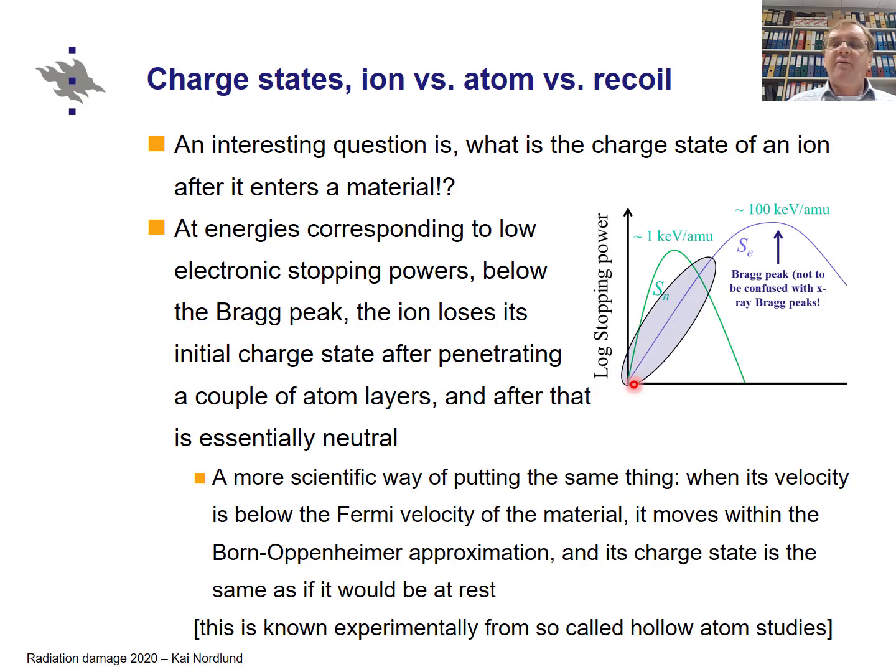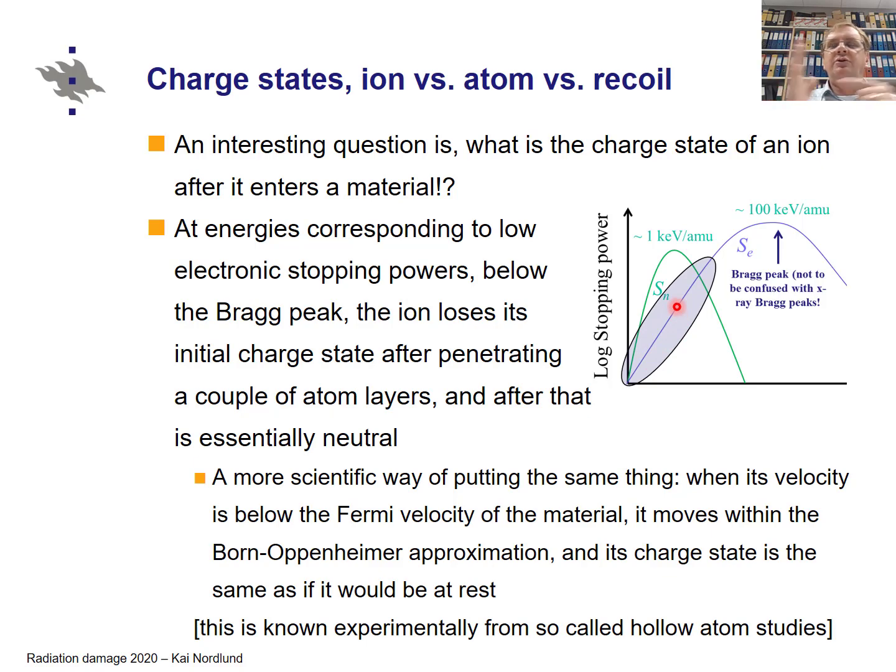And this actually relates to the ion velocity. So when the velocity is low enough, the regular quantum mechanics of solids applies, and in that case the solid, including the ion in it, has time to reach the electronic ground state while the ion is moving, and in this case it becomes quasi-neutral. That is, it has the charge state as if it didn't have any velocity.